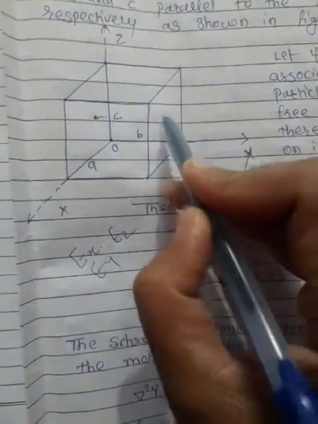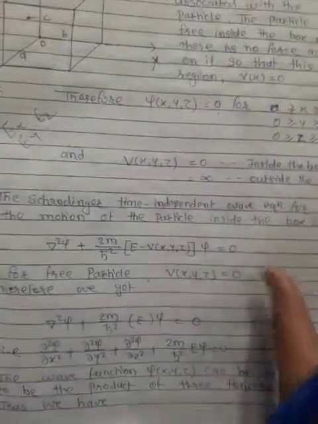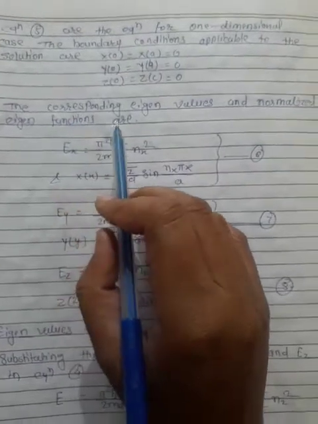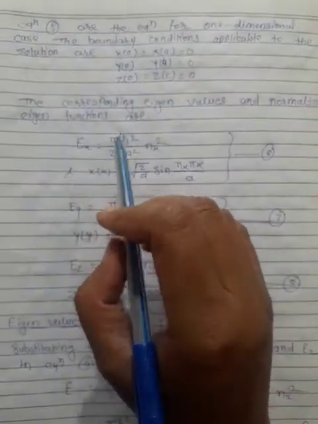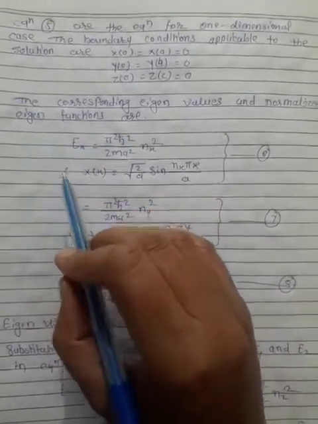This 0 means that at the boundary the wave function is 0. Therefore we can write the boundary condition like this. Now the corresponding eigenvalues and the normalized eigenfunctions, for the one dimensional case, we find out the eigenvalues and eigenfunctions.